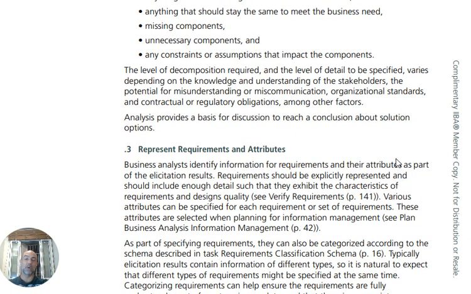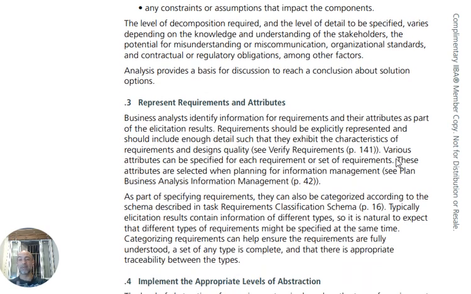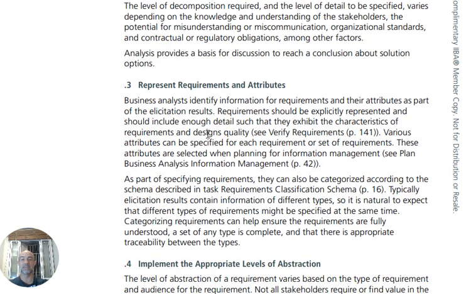Number 3, represent requirements and attributes. You have to show it to the people it matters to, the business. Identify information for requirements and their attributes as part of the elicitation results, right? I listed it and these are the results. Requirements should be presented explicitly, not implicitly, in detail: this is what I got from this, because this is how I thought. Ultimately, management does not want to do the job, they hired you for it, and they're going to pay you a lot of money for it.